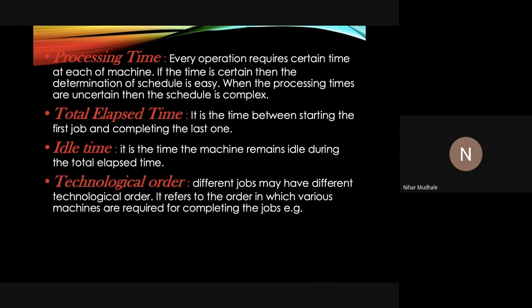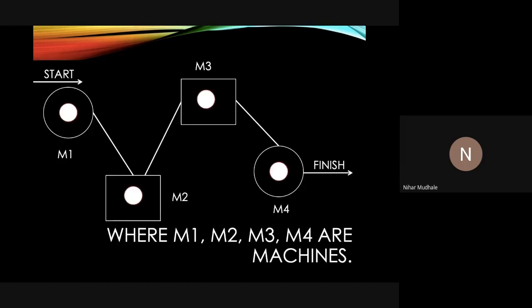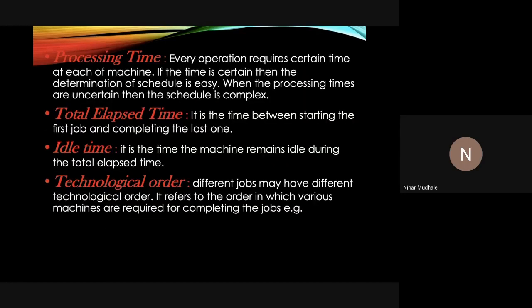Processing time. Every operation requires a certain time on each of the machines. If the time is certain, then the determination of the schedule is easy. When the processing times are uncertain, then the schedule is complex. Total elapsed time is the time between starting the first job and completing the last one. Idle time is the time the machine remains idle during the total elapsed time.